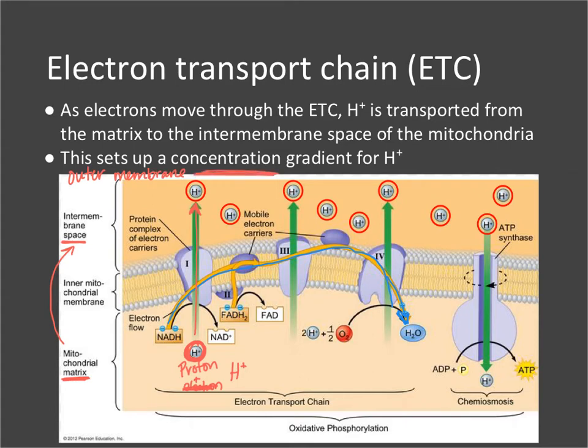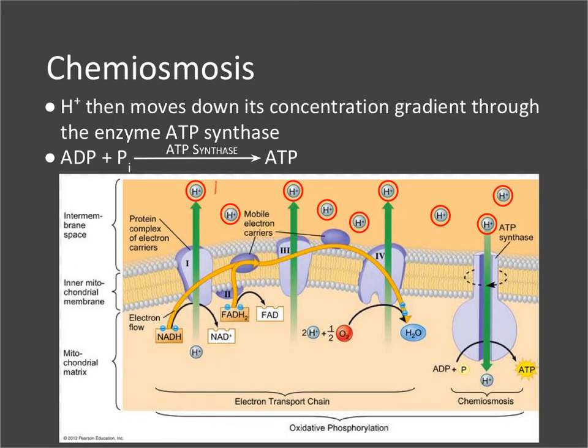And so what happens is that we ultimately end up setting up a concentration gradient for hydrogen. We end up with a whole bunch of hydrogens hanging out in the inner membrane space, and not as many down here in the matrix, because all of the ones in the matrix are getting pumped out to the inner membrane space. Now that we've set up a concentration gradient, we can use that to basically make ATP.